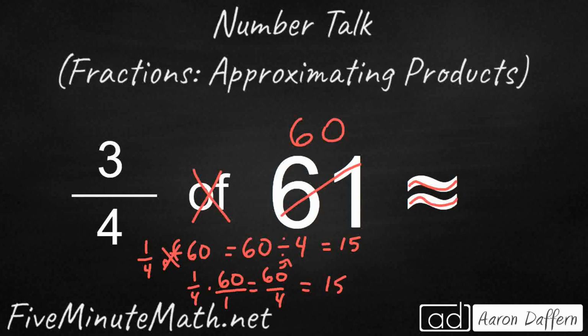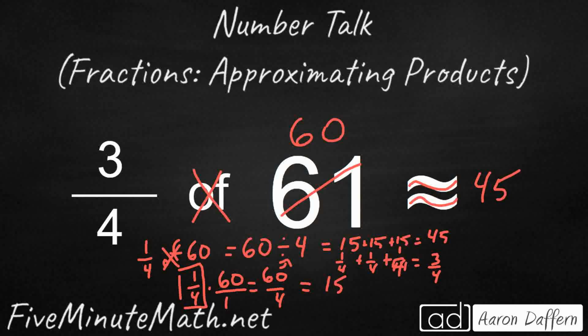Now that helps us because that's 1/4, right? That's that unit fraction. So if I wanted to figure out what 3/4 is, well, I'm just going to add another 15 and another 15, or I can multiply by 3. Either way, that's going to get me 45. So I've got 3/4 is about 45.